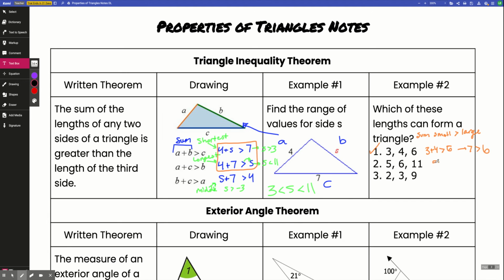Okay, I have 5 plus 6, is it greater than 11? What I end up with is 11 is greater than 11. So that one does not work. Okay, it has to be greater than, not greater than or equal to.